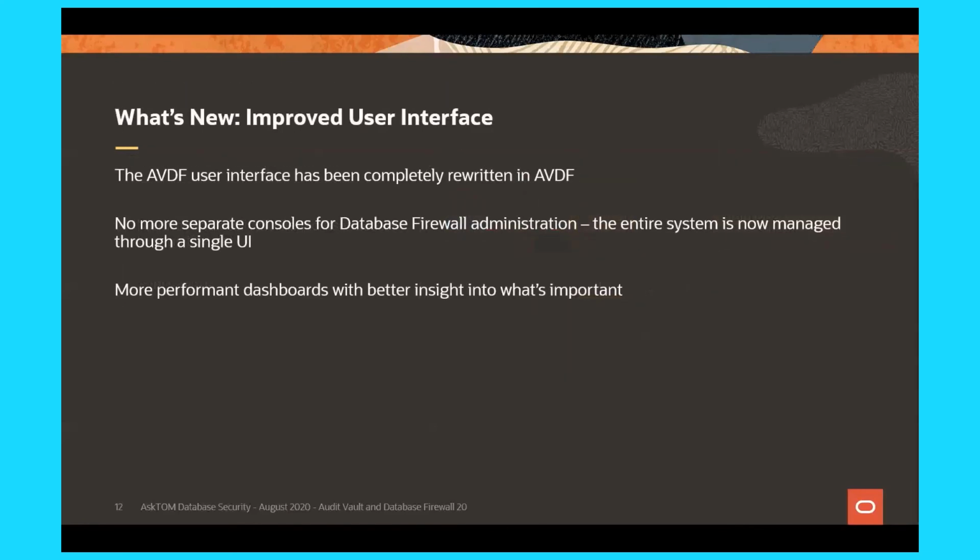Probably the first thing you're going to notice if you've been using Audit Vault and Database Firewall for a while is that when you log in to Audit Vault and Database Firewall, the user interface is completely rewritten. We went back to the drawing board. We brought in user experience experts that took a look at how does the clickstream flow go back in Audit Vault 12.2. What were the common operations people had to do? And we really spent a lot of time optimizing the flow and optimizing the user experience here.